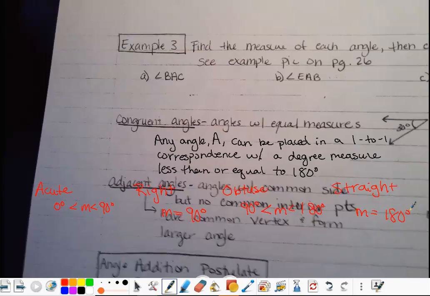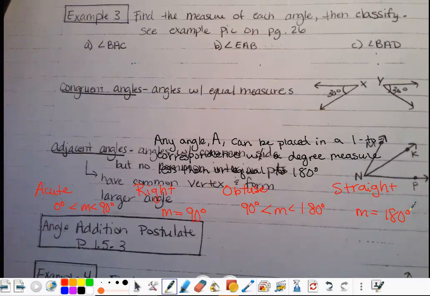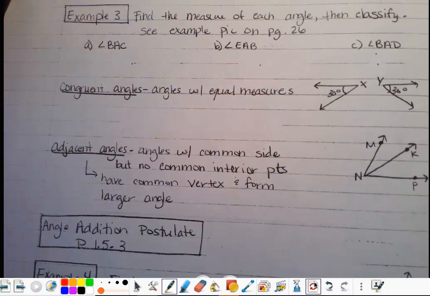Perfect. All right, so find the measure of each angle, then classify. See the example picture on page 26. So you're going to have to open your book to page 26 to see the angle, because it was way complicated. I was not going to draw it on my paper. Why didn't you want to draw that? It doesn't look that bad. Oh, because it had the protractor and everything else. Yes, it has the protractor on it.